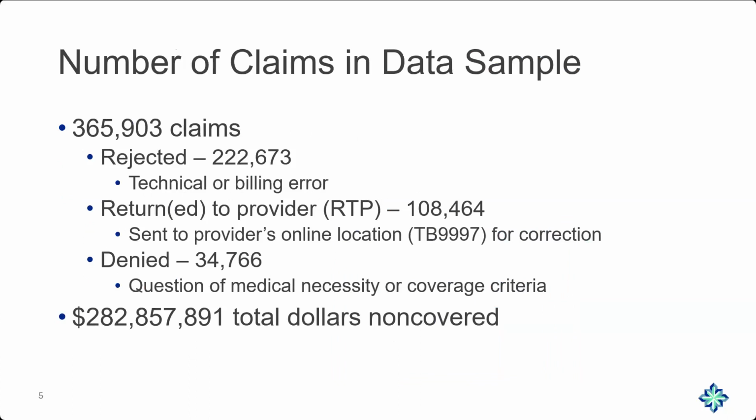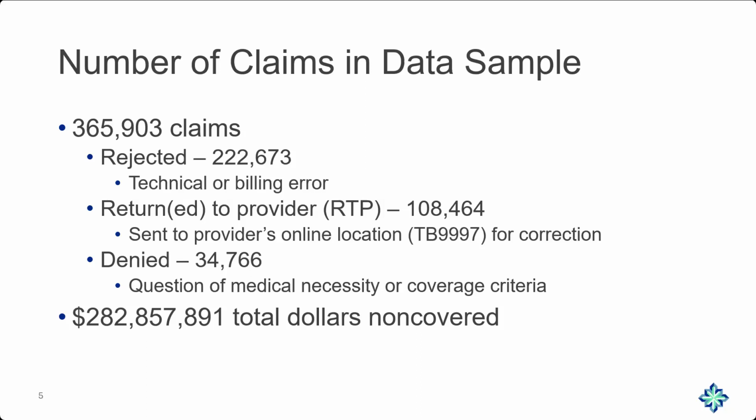After sorting, I was given 365,903 claims. So that is the claims that we're going to be looking at. What did that show? I filtered those results in the database for the reasons behind them being unpaid. So we had 222,673 that were rejected. So rejected in FIS or DDE means that there's some kind of technical or billing error.